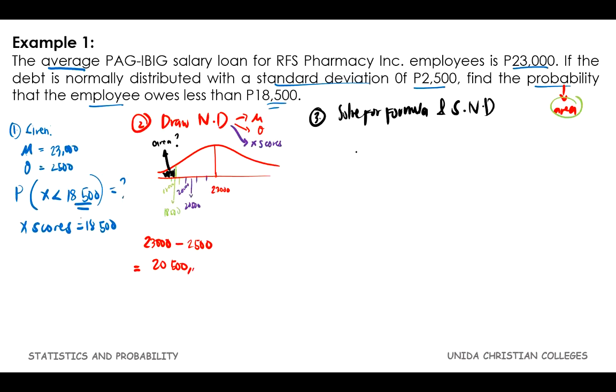Okay, so let us solve. So our formula is Z is equal to X minus the mean all over standard deviation. Okay, so this is the Z value. Okay, our X is 18,500. Our mu, or the average, is 23,000 all over the standard deviation of 2,500. Okay po.